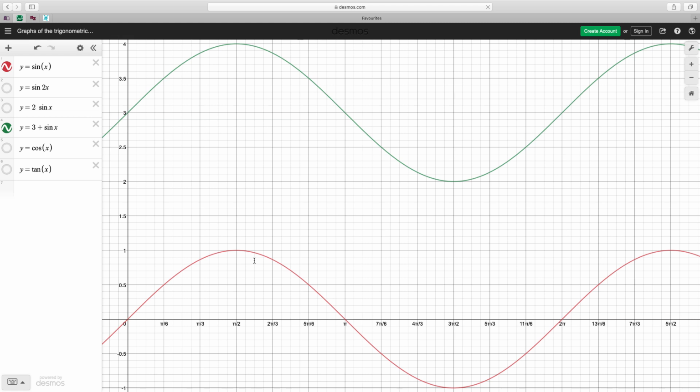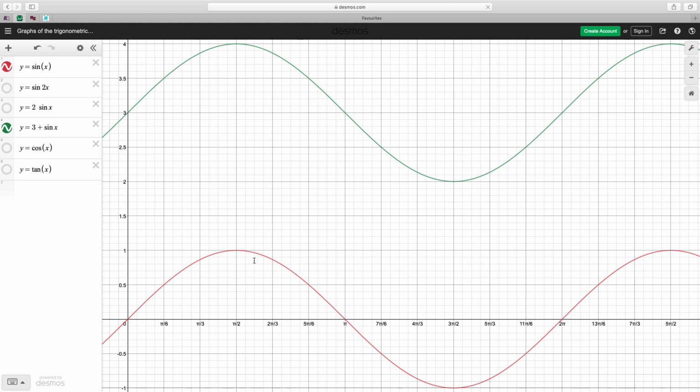Because our function is sine of x, it starts at 0. 3 plus sine of x starts at 3. It's cutting through 3. It's the exact same graph. The period still is 360 degrees. It doesn't go back through 3 until 360 degrees.